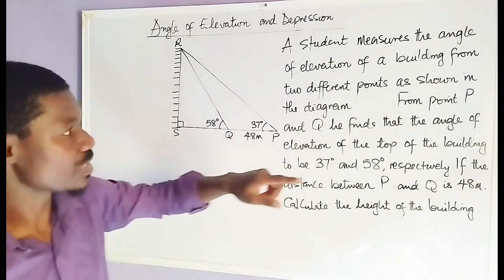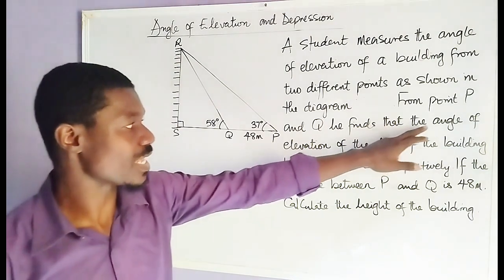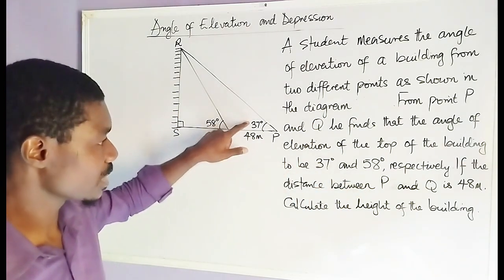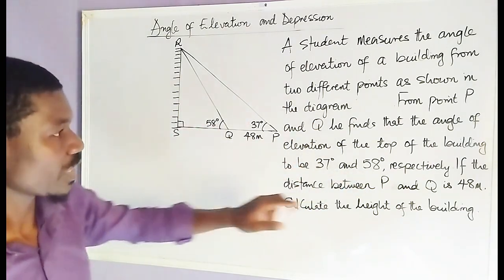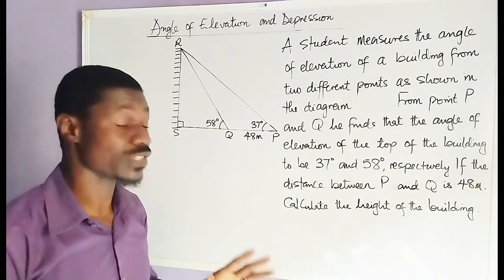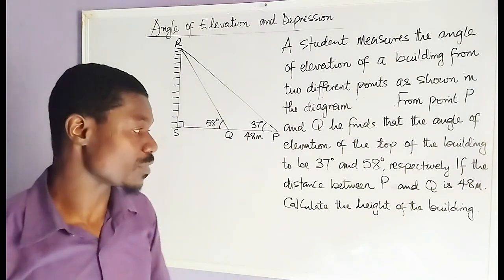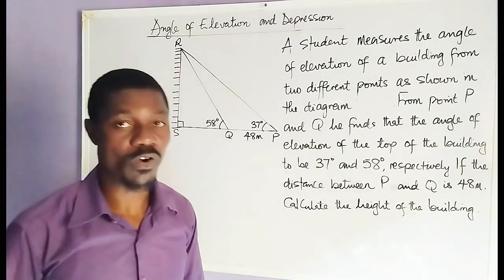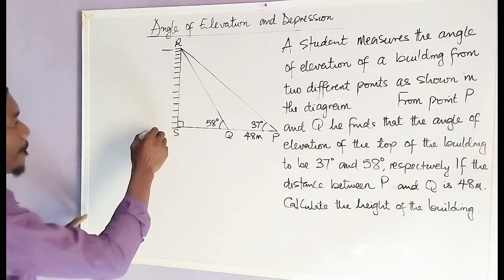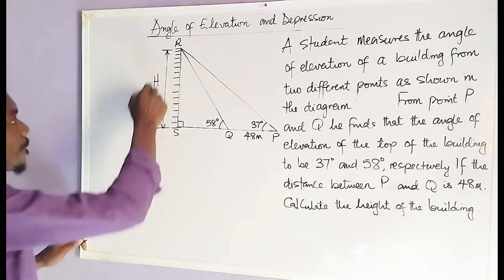Now from points P and Q, it finds that the angles of elevation of the top of the building are 37, which is this, and 58, which is this, respectively. If the distance between P and Q is 45 meters, which means from here to here the distance is 45 meters, calculate the height of the building. Now we have to find this, so let's say here is H.